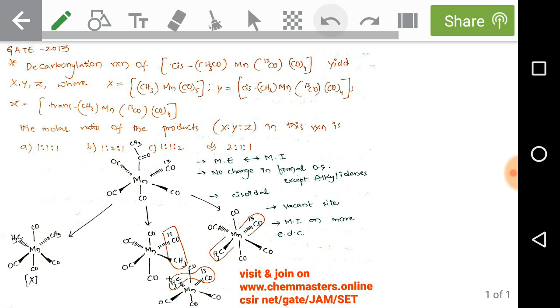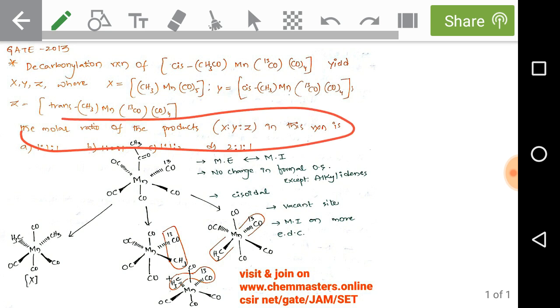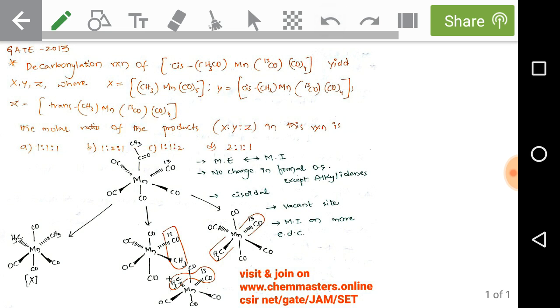And Z, the product Z, we have given with trans product of manganese complex, in which the difference between product and the reactant is simply CO is missing from the acyl group, and the C13 CO is as usual in the product. The molar ratios of the products X, Y, Z in this reaction are given as 1:1:1, 1:2:1, 1:1:2, and 2:1:1.